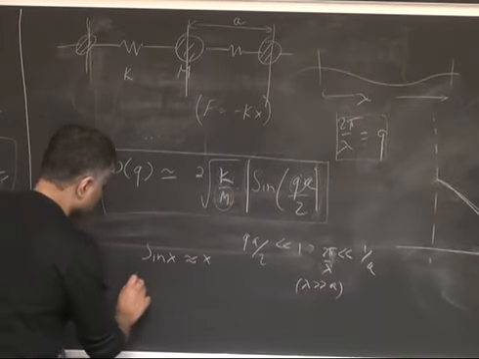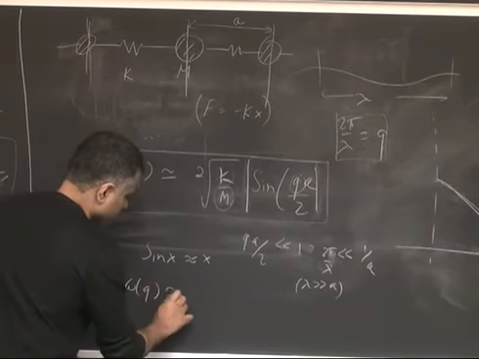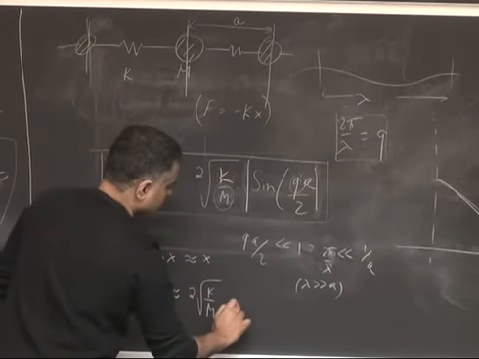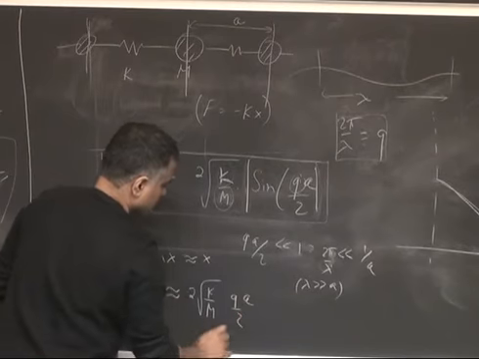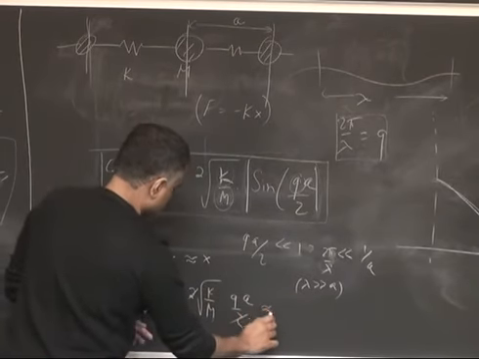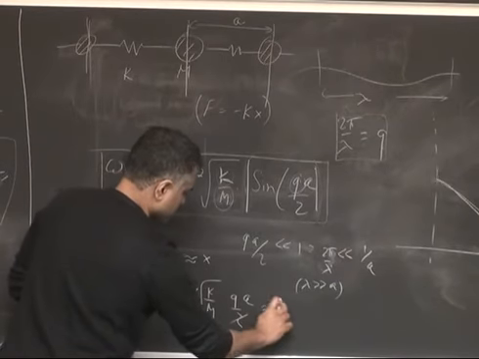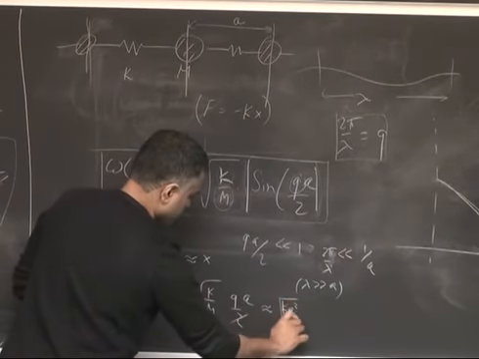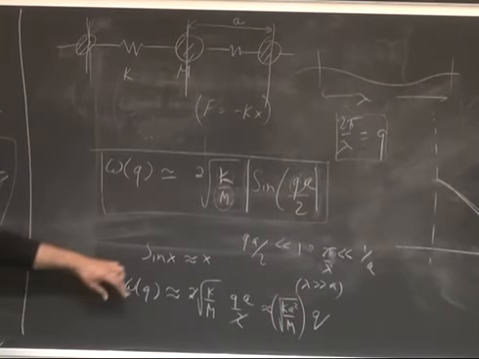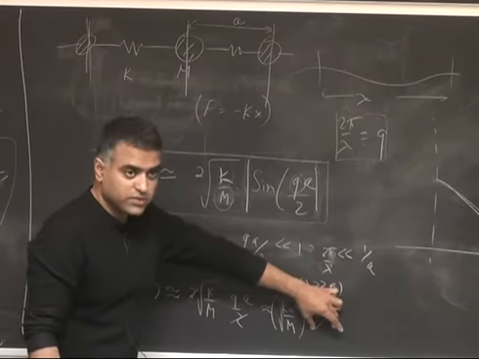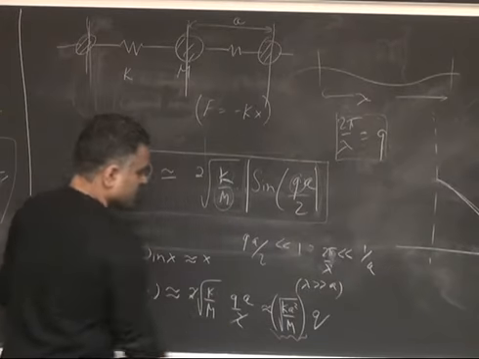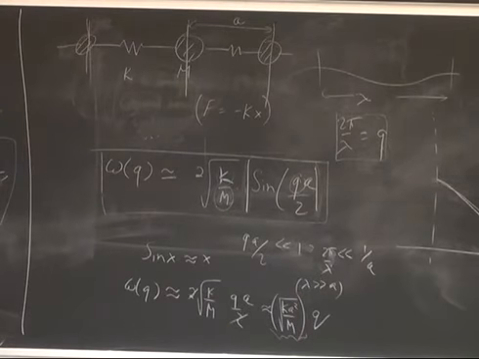So what you get from here is omega of q becomes roughly equal. You can plug in all those things, k over m, and sine becomes just qa over 2, and you can cancel out all these other things. So you get that omega at small q is just the square root of k a squared over m times q. The frequency of the phonons is proportional to the wave vector, and there's a certain constant in the front.